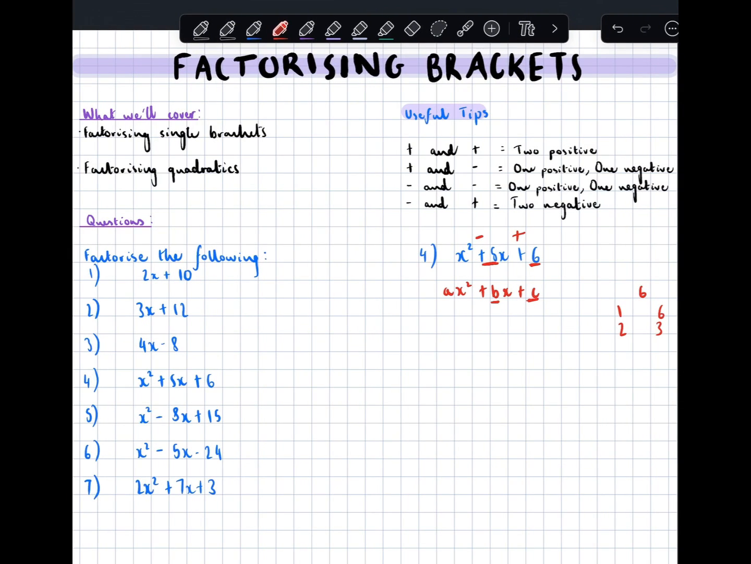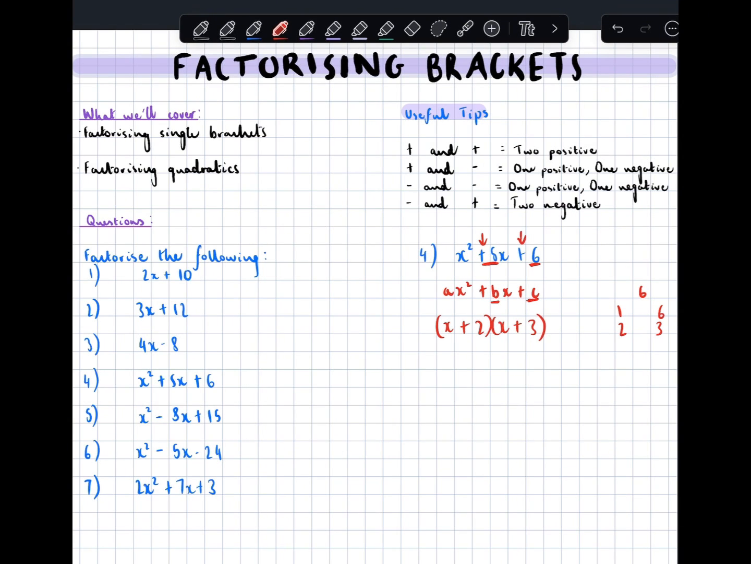Okay, so now that we've established that we've got two positives, because obviously we've got a plus here and a plus here, and as the tips say, we're going to use two positives, that tells us that the two factors that we choose will have to be two positives. So we obviously can't use 6 minus 1 because there was a negative there, so we'd have to use plus 2 and plus 3. That becomes a lot easier when we put it in the brackets, so it will simply look like x plus 2, x plus 3.